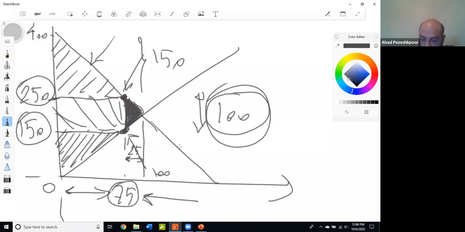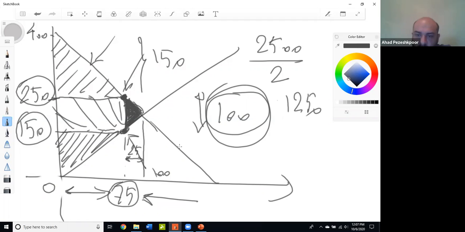That's 2,500 divided by 2, which is 1,250. Is this correct? This is our deadweight loss.